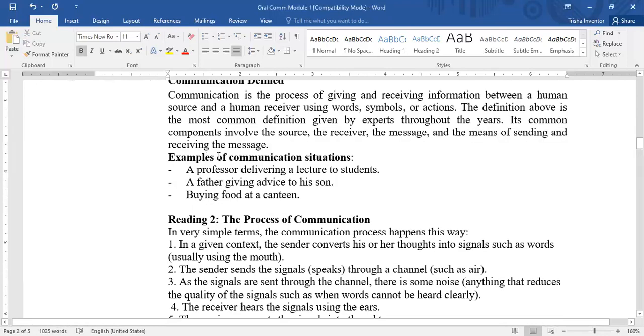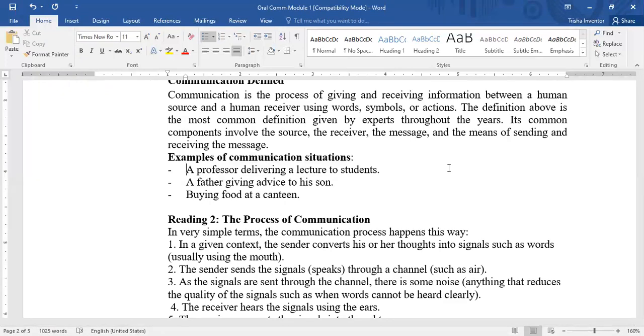So, we have here examples of communication situations. When we say communication situations, those are the times when we can speak with each other, situations where we are using words or maybe sign language. One example is a professor delivering a lecture to students, just like what is happening right now to us. This is me as your professor. I am delivering a lecture to you through this video.